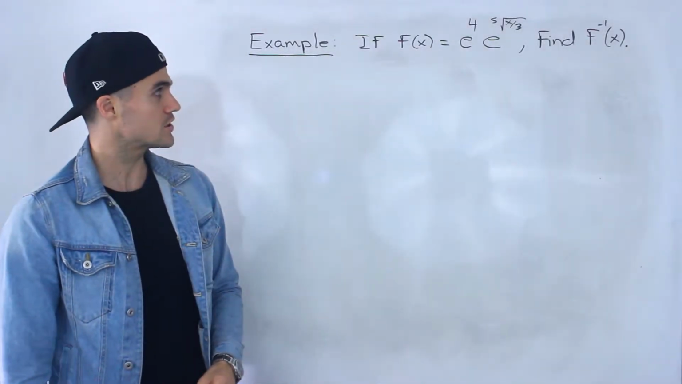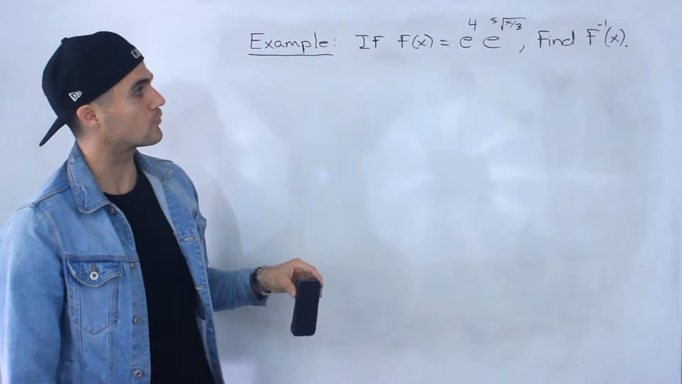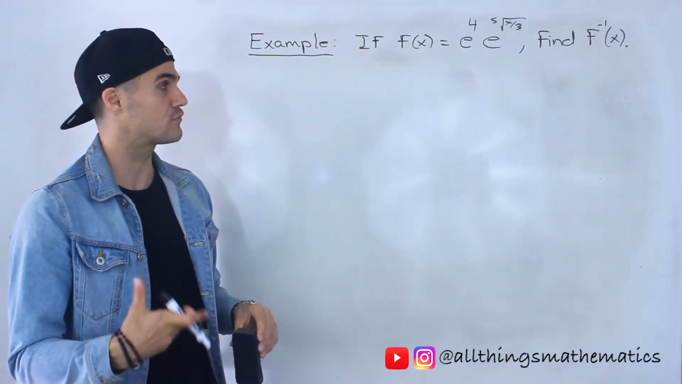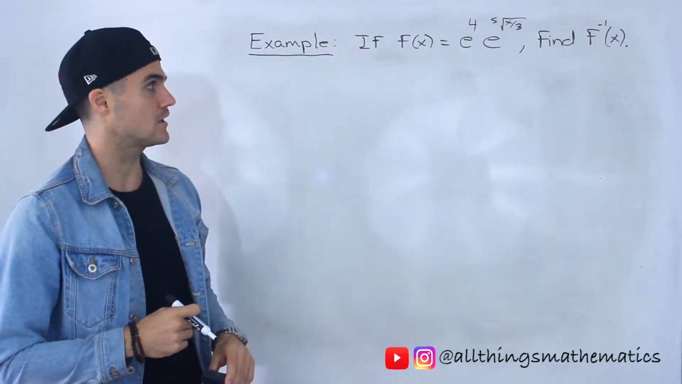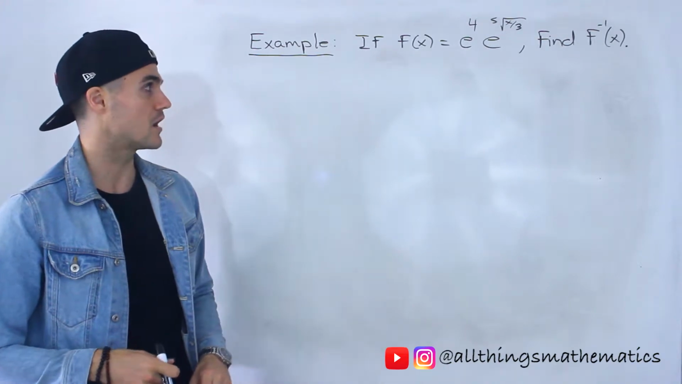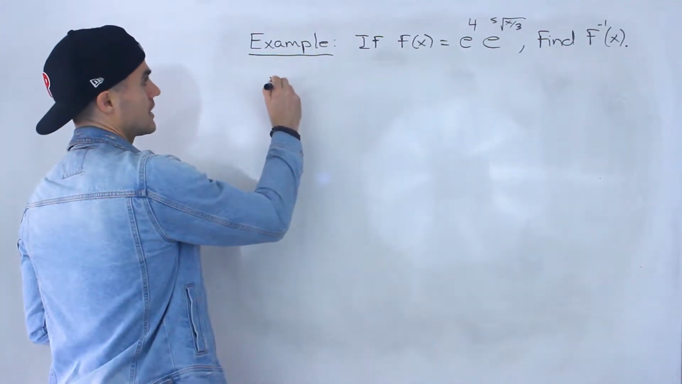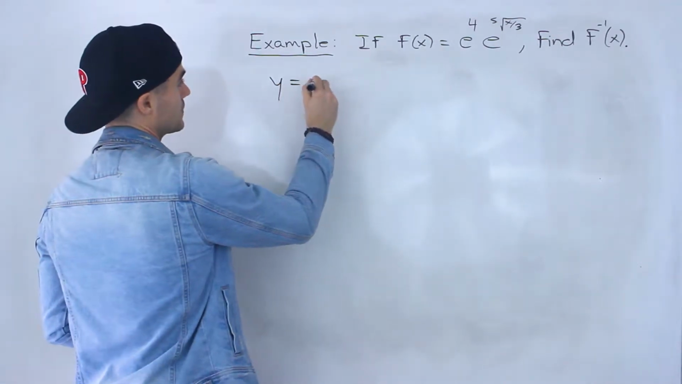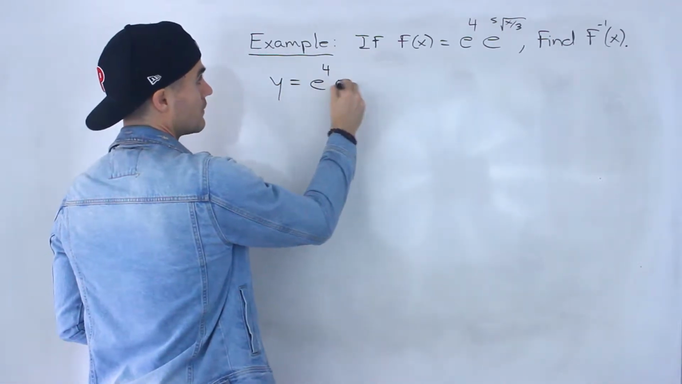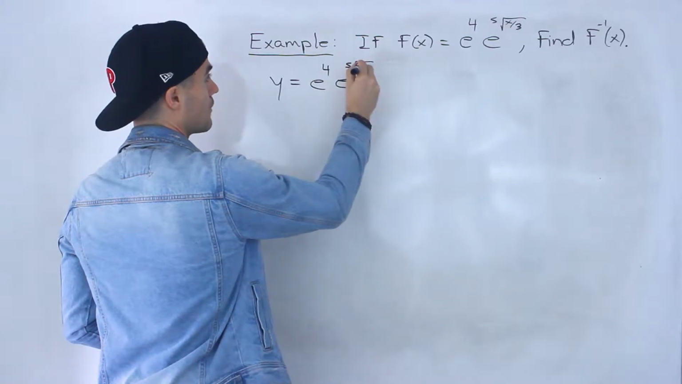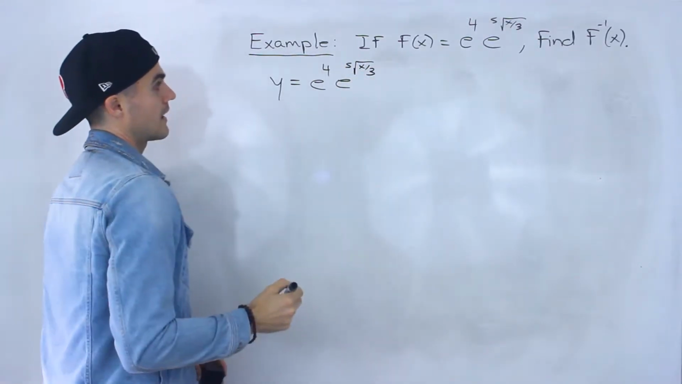And in this question, we're given this function e to the power of 4 times e to the power of the 5th root of x over 3, and we've got to find the inverse of that function. So first thing I'm going to do is take this function and rewrite it over here. So we've got e to the power of 4 and e to the power of the 5th root of x over 3, like that.